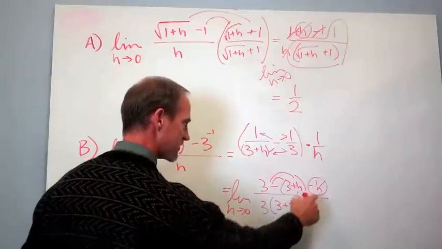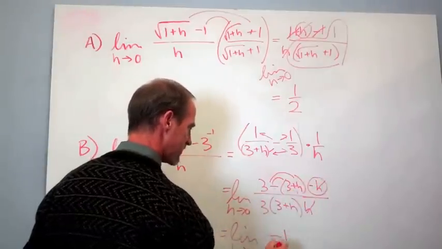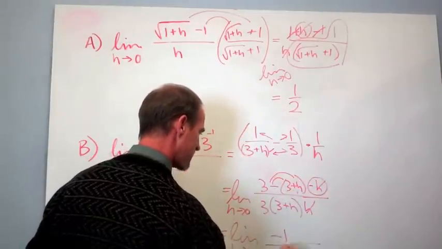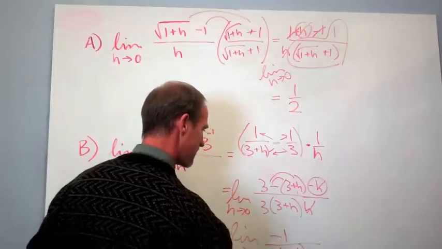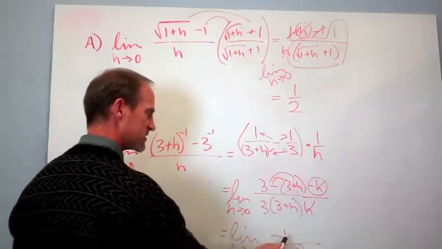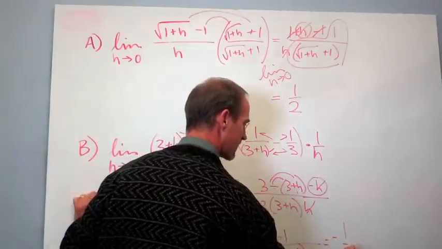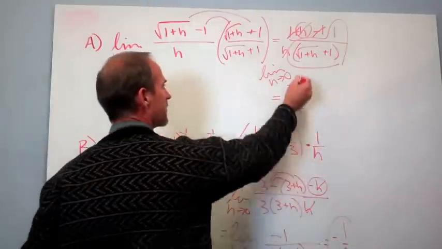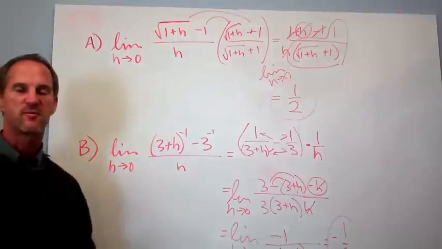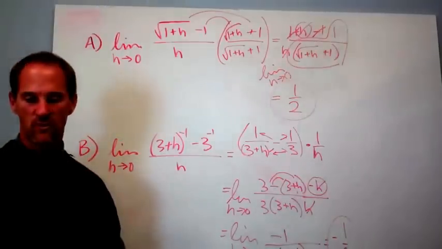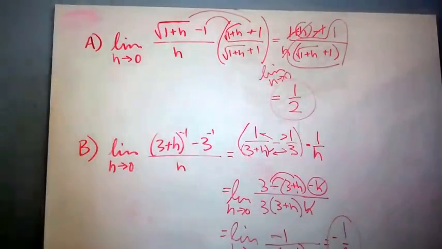negative 1. When I cancel the h's, I get that negative sign remaining, and then it's over 3 times 3 plus h. Well, when h becomes 0, it's negative 1 over 9, negative 1/9. All right? So there are your two solutions to two sample problems, very similar to page 115. Good luck.